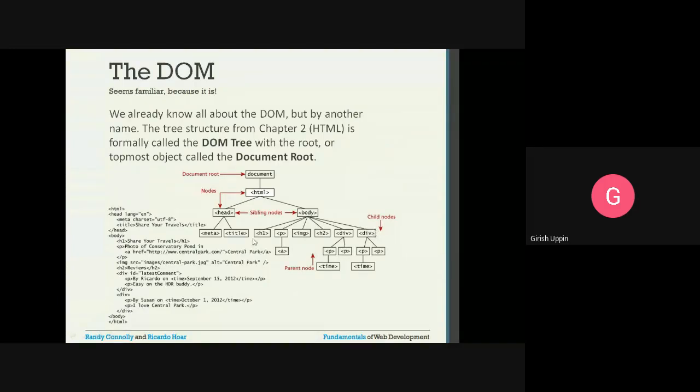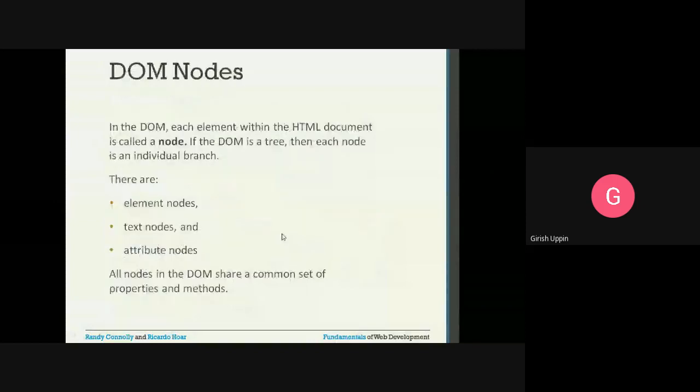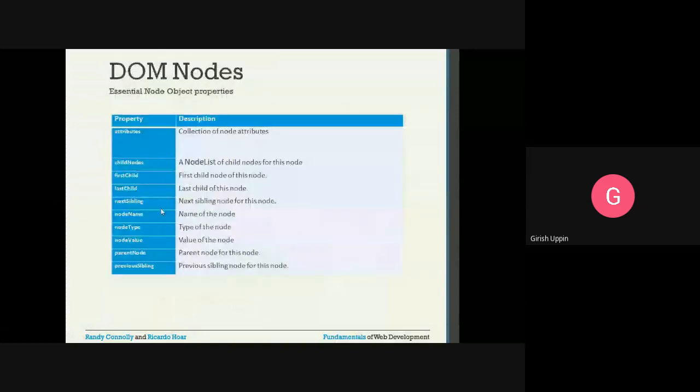Next sibling: if you are referring to a node, then this would be the next sibling. So when you are at the same level, by calling this property next sibling, you will get the next sibling node for that particular node.